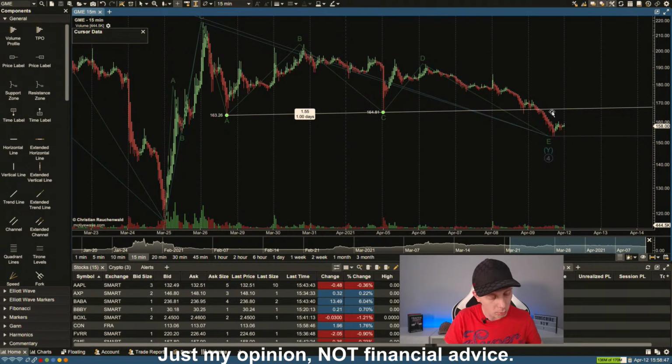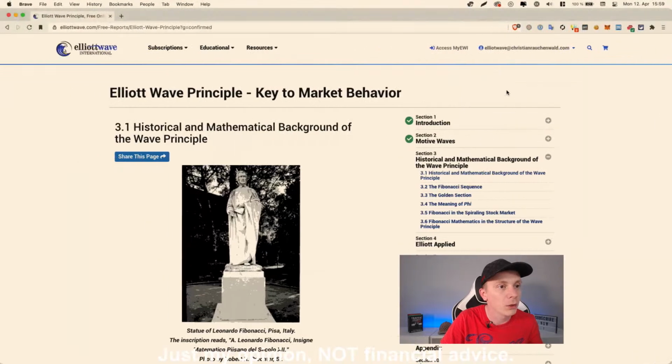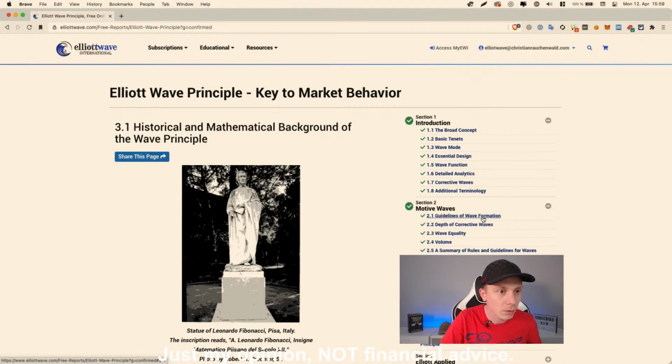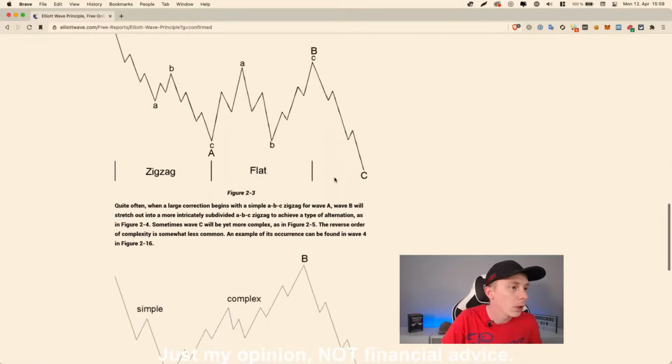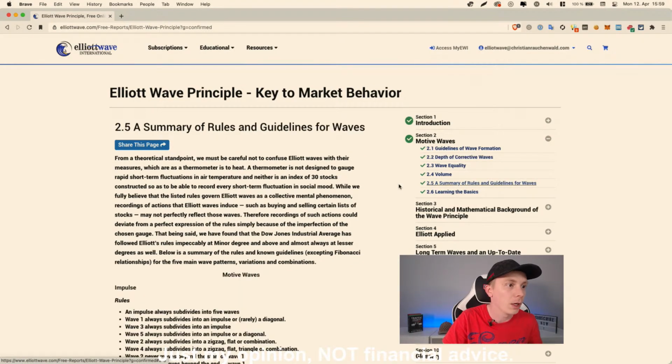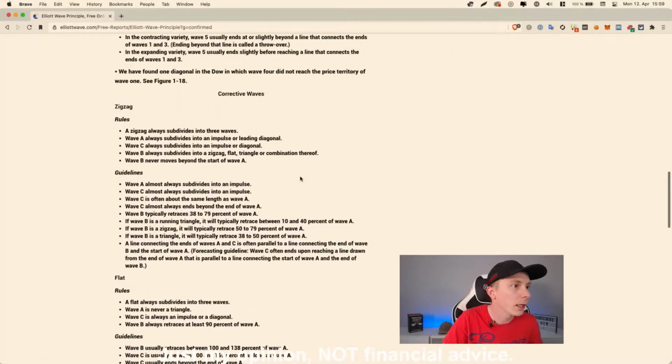Because on page 90 in the book we have the rules for triangles, but I'm actually going to open it up here. So that's the online version of the book. There we don't have page numbers, but we have chapters. It should be guidelines of wave formation, chapter 2, or the end of chapter 2 probably, or a summary. No, there we go. So here we have our rules and guidelines, and somewhere here we have triangles.